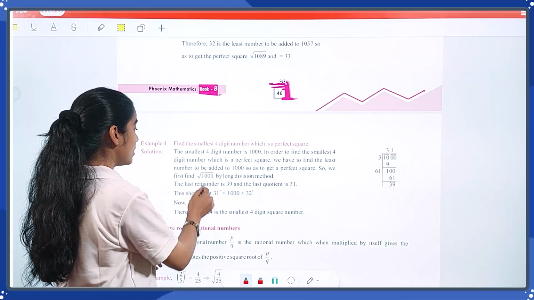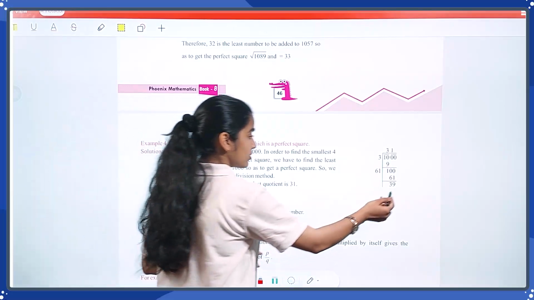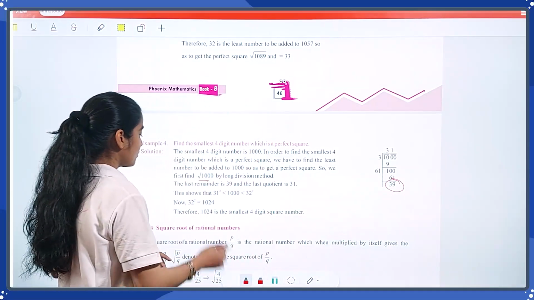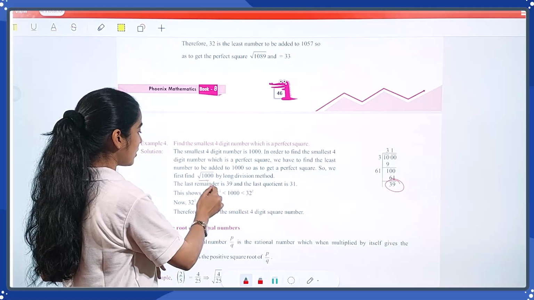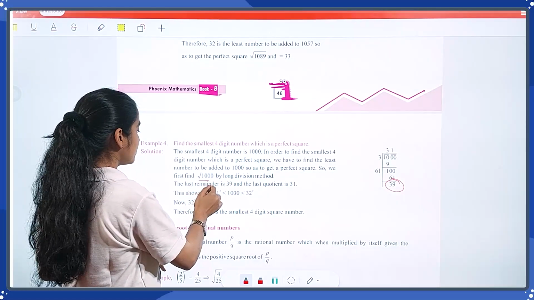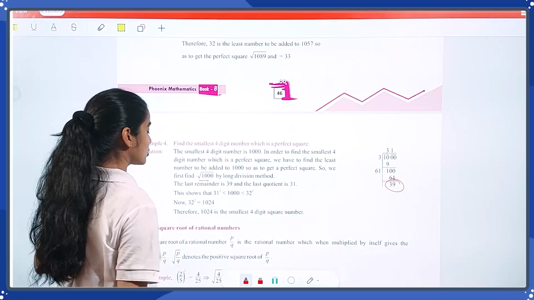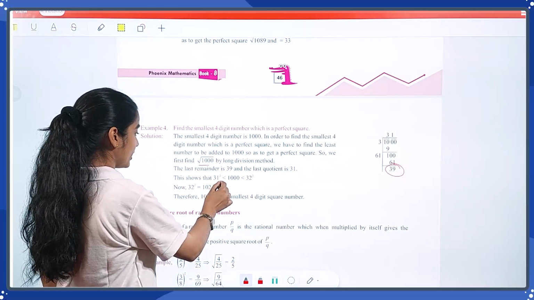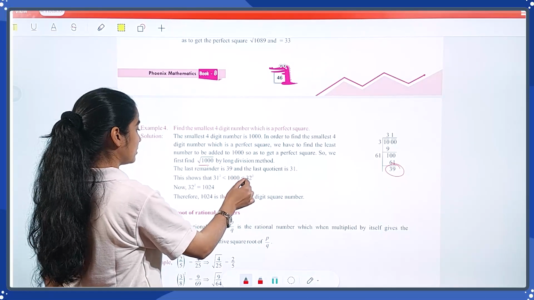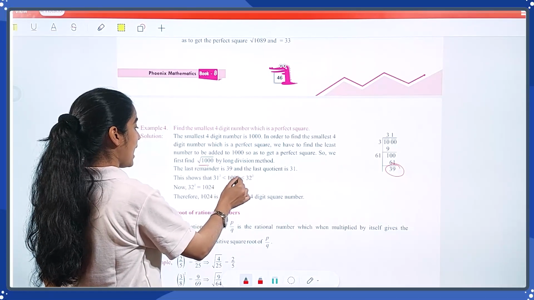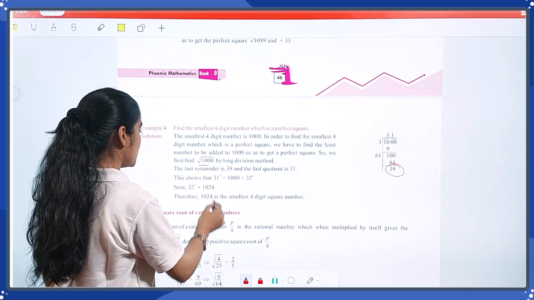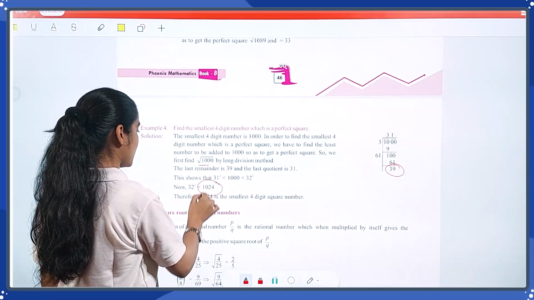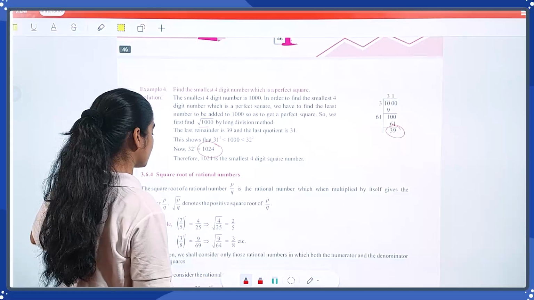So we first find the square root of 1000 by the long division method. Here your remainder is 39, and you have to add to 1000. The least number is 39 and the last quotient is 31. This shows that 31 squared is smaller than 1000, and 32 squared is greater than 1000. So skip this one. 32 squared is 1024, which is your answer.